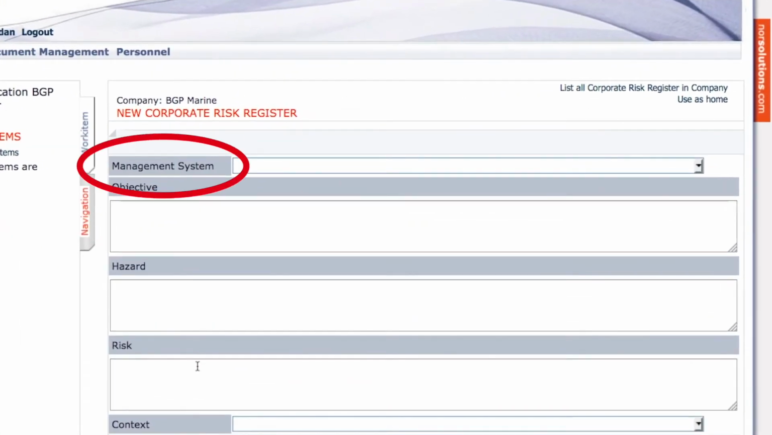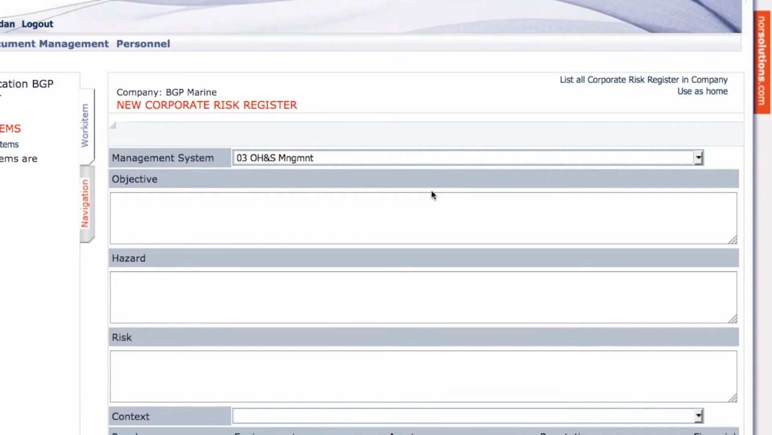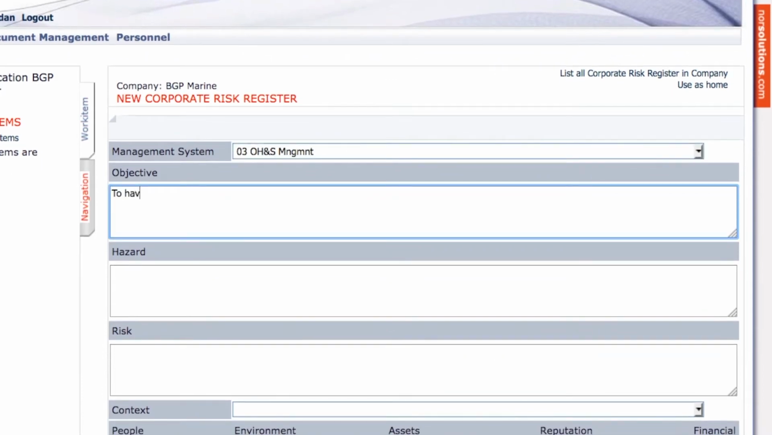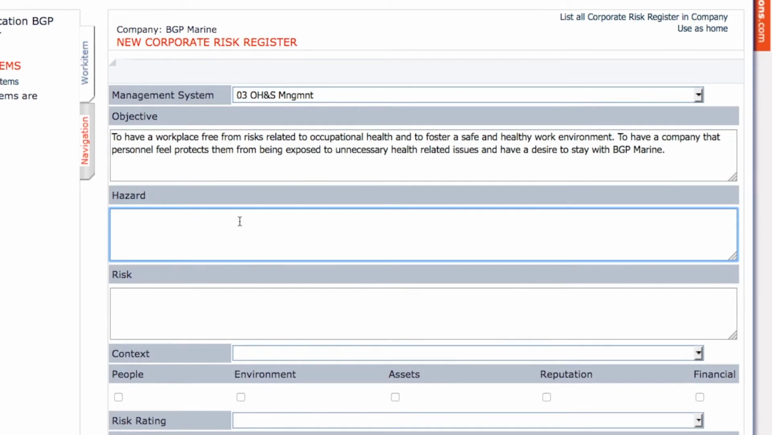Management System. This will describe which department process shall be responsible for the management, review, and updating of this risk. In the Objective box, describe the desired outcome for being able to manage the risk and the reason why we want to do this. Hazard.